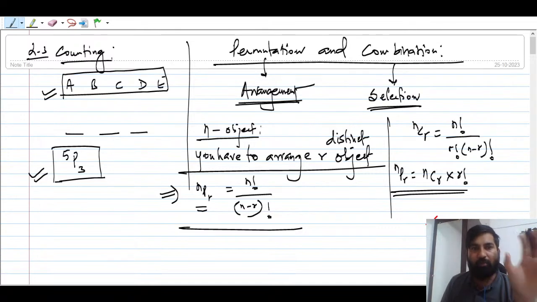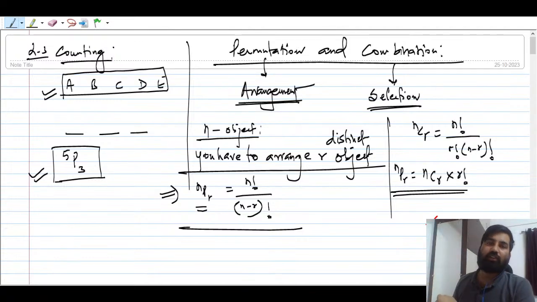Permutation is nothing but where order matters a lot. If you say ABC and then say BAC, the order does matter. But in the case of selection, it is not about arrangement. Selection is just choosing r objects out of n objects. So please remember, these are very important concepts that you have to keep in mind.